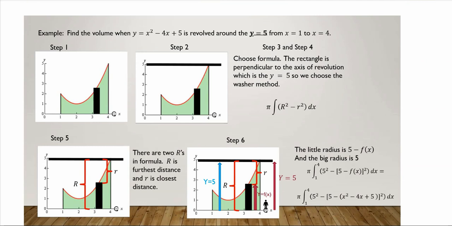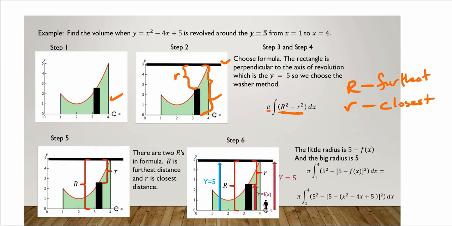All right, so here's my rectangle. This is step 1. Check. Step 2, highlight the axis of revolution. Check. I notice that they're perpendicular, so I'm going to put pi big radius squared minus little radius squared. The only variable that I have in this function is the letter r. Well, there's a big R and a little r. This guy is going to be the furthest distance, and this guy is going to be the closest distance. So this right here is going to be my little r, and this is going to be my big R.